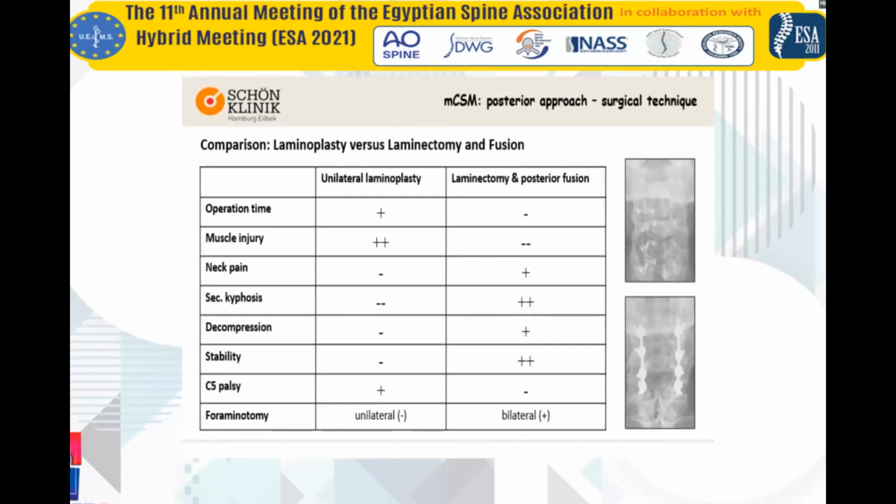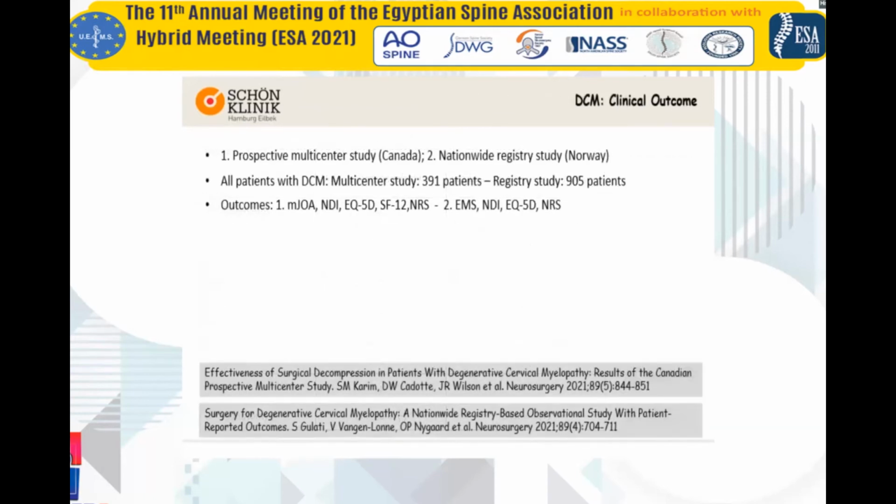Decompression is pretty much the same, but you have less C5 palsy with unilateral laminoplasty, and our experience is more than 100 cases for both techniques. And the reason for that could be that you have a less shift of the spinal cord.